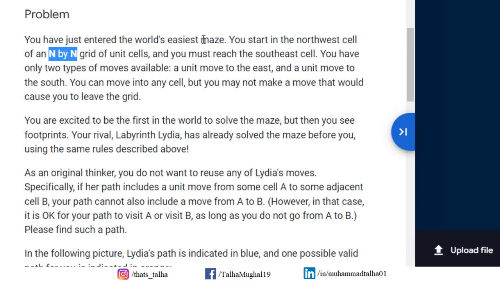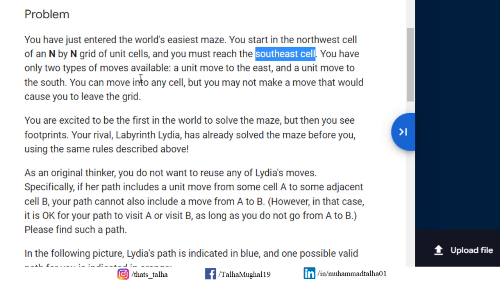And this grid is actually the maze in which we are going to do whatever we are asked in this statement. And you must reach the southeast cell. Okay, so we have to start from the northwest cell and we have to go ahead and move to the southeast cell of this grid.